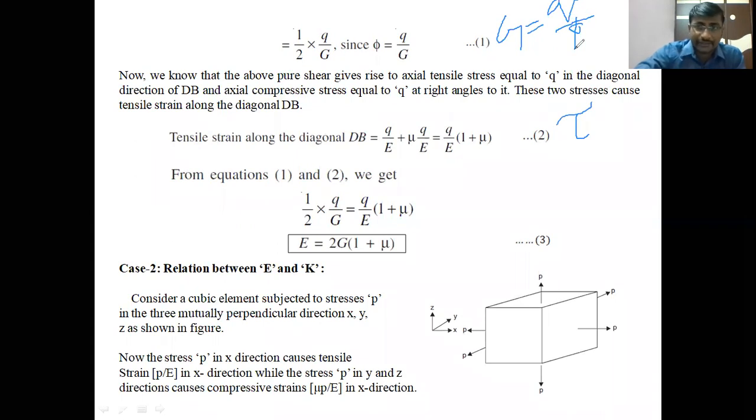Shear stress by shear strain is the rigidity modulus. Linear stress by linear strain is the Young's modulus. Shear stress by shear strain is the rigidity modulus. From this equation, phi can be written as Q by G. So, in place of phi, the phi can be replaced by Q by G. Since phi is equal to Q by G from the rigidity modulus definition. Clear, students? Now we know that the above pure shear gives rise to axial tensile stress equal to Q.